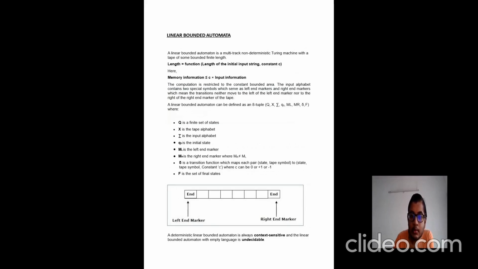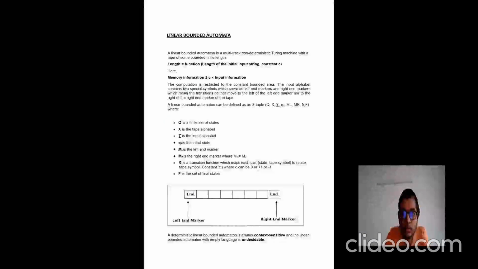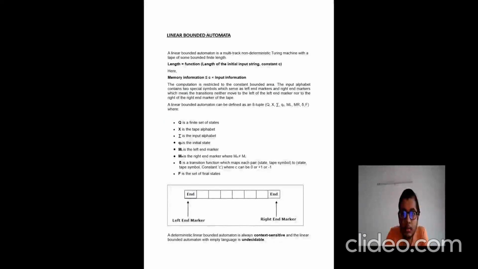So now we have the linear bounded automata. A linear bounded automaton is a multi-track non-deterministic Turing machine with a tape of some bounded finite length, where the length is a function of the length of the initial input string and a constant c. Here, memory information is less than or equal to c times the input information. The computation is restricted to the constant bounded area.